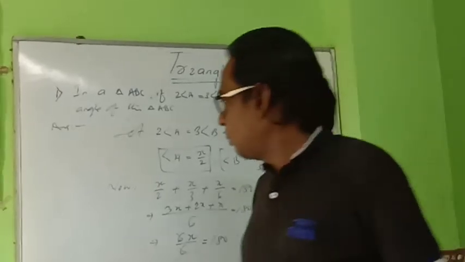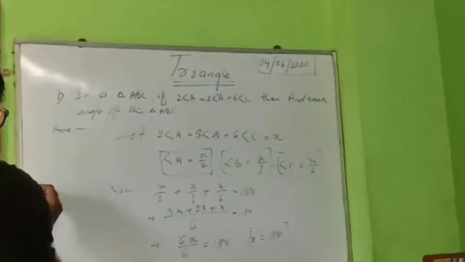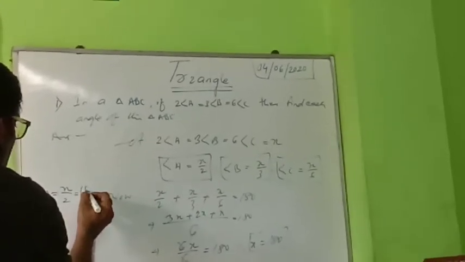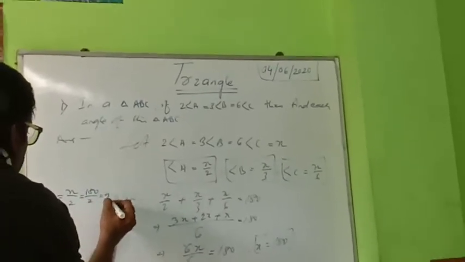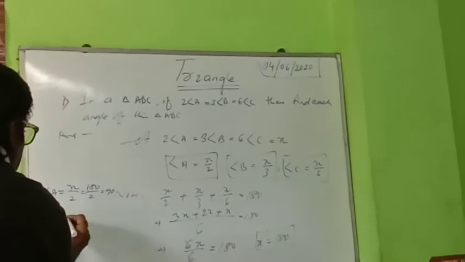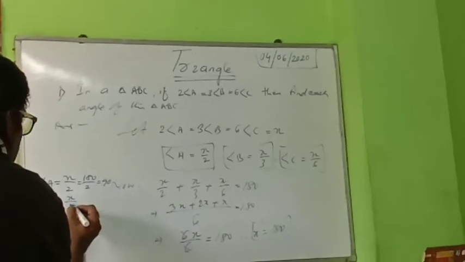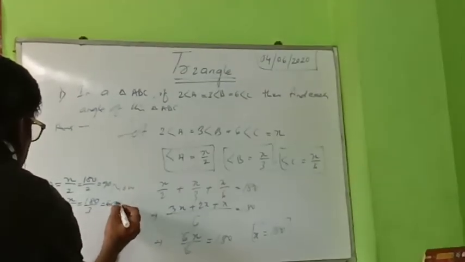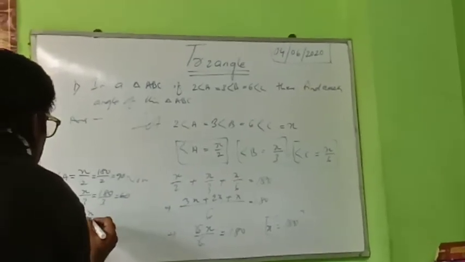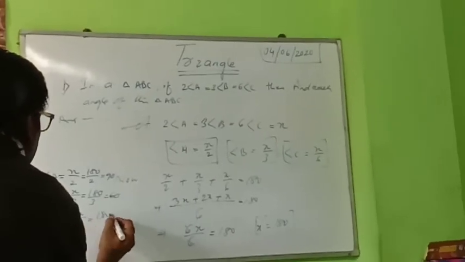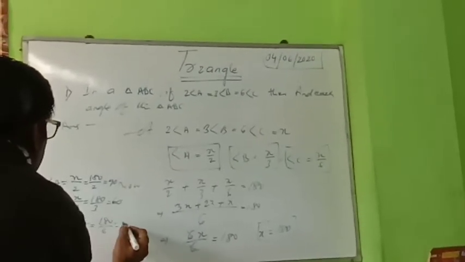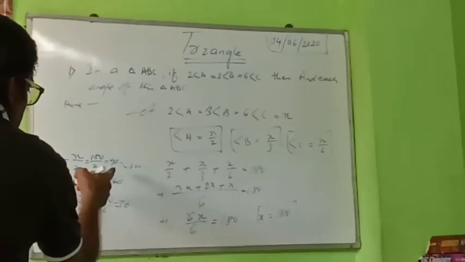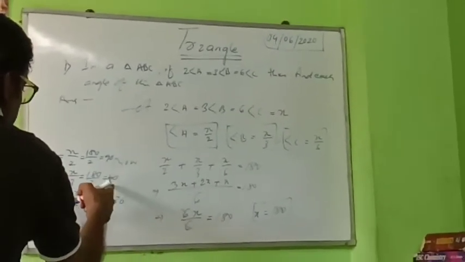Angle A will be x by 2, equal to how much? 180 by 2, that is equal to 90 degrees. Then angle B will be how much? B means x by 3, that means 180 by 3, 60 degrees. Angle C equal to how much? x by 6, that means 180 by 6, how much are you getting? 30 degrees. Therefore, the angles of the triangle are one is 90 degrees, another 60 degrees, another 30 degrees.